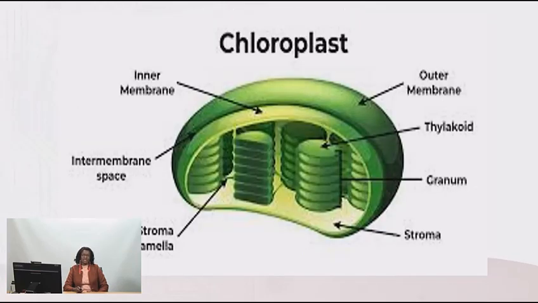So this is the structure of a chloroplast. This is how it looks. It has a thick outer membrane. It has what we call the thylakoids, the granum, the stroma lamella, the intermembrane space, and the inner membrane space. This is where photosynthesis occurs within the plant leaves.